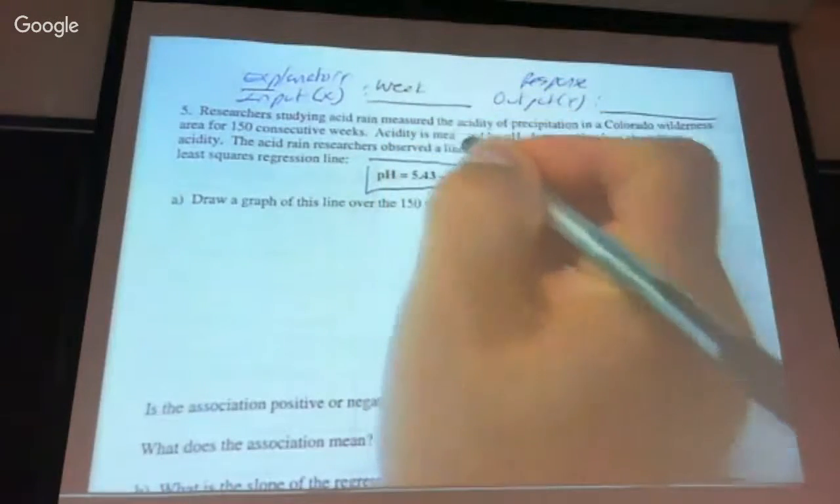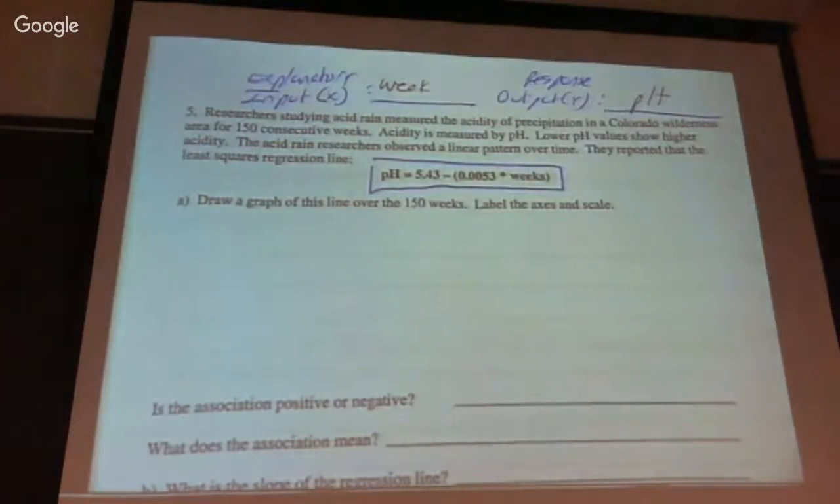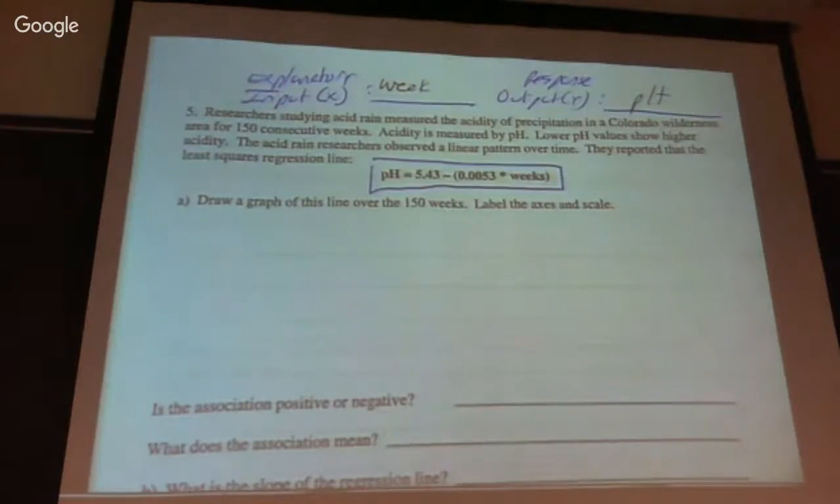Weeks. You tell me how many weeks have gone by. What's my output? pH. This is huge, huge, huge, huge. A couple of reasons why. Number one, it kind of makes sense. You have to tell me how many weeks have gone by before I can tell you what the pH is. Does that make sense?